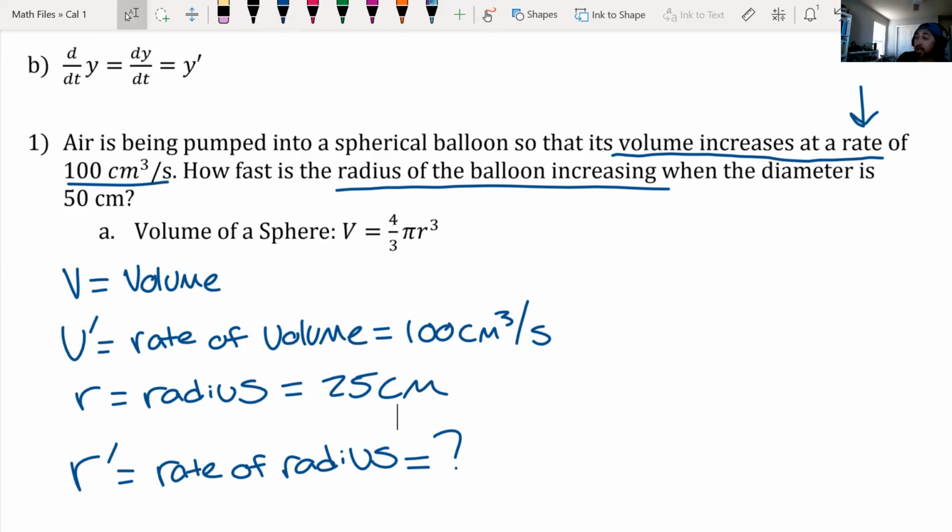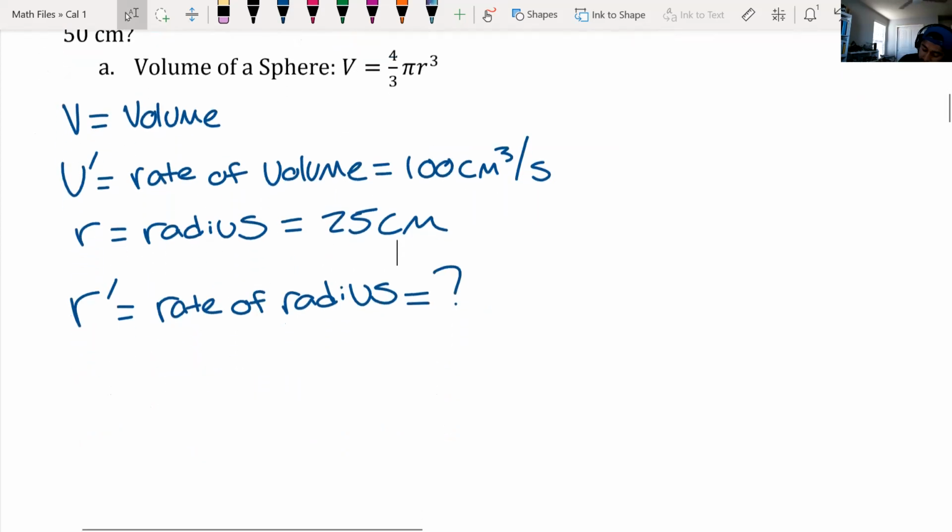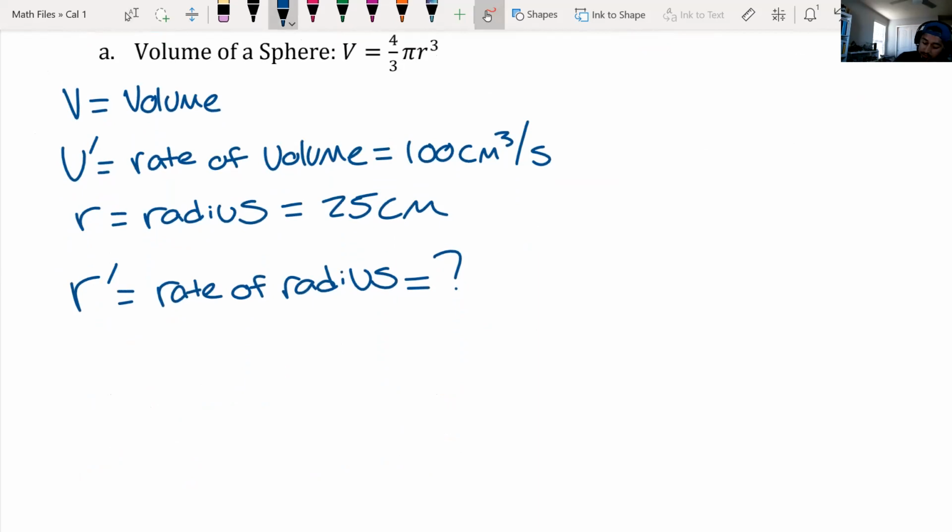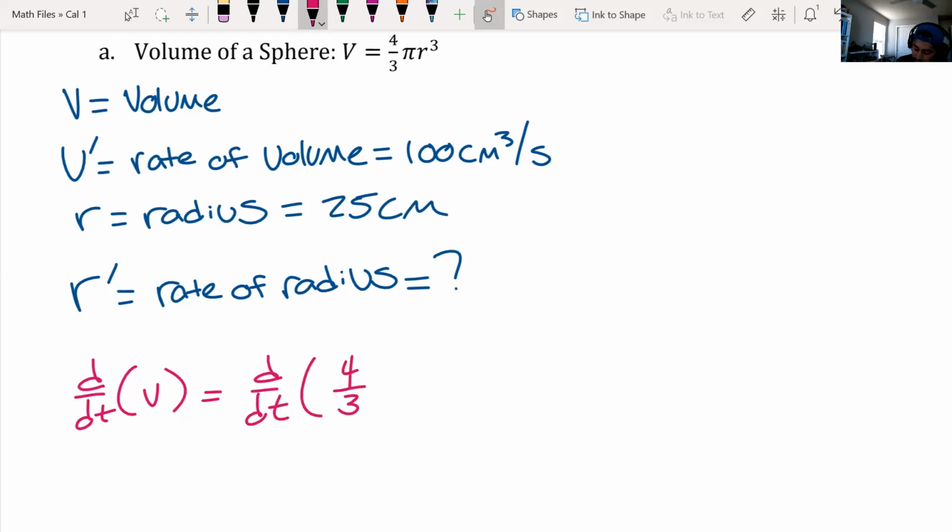Okay, so now we have labeled all our variables. We have picked apart the problem. And now we can go ahead and take the implicit derivative of this formula. Okay, so we're going to say d over dt of V equal to d over dt of 4/3 pi r cubed.